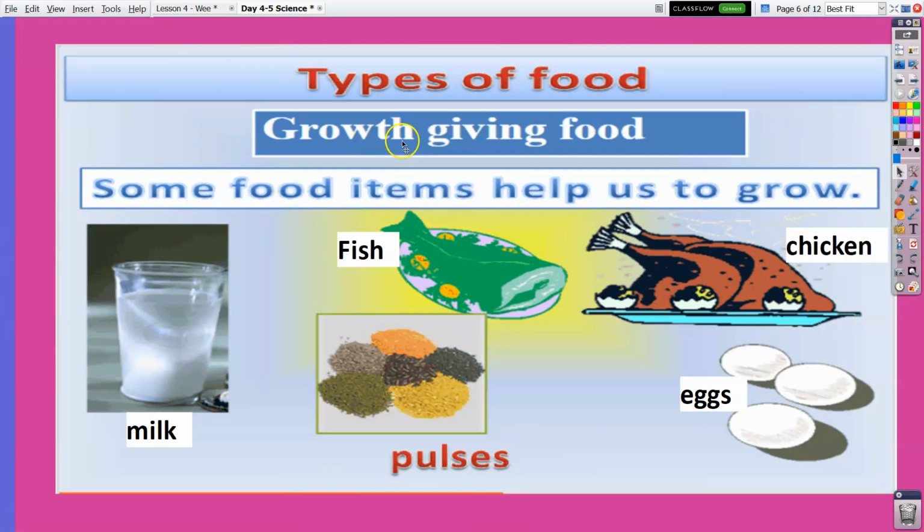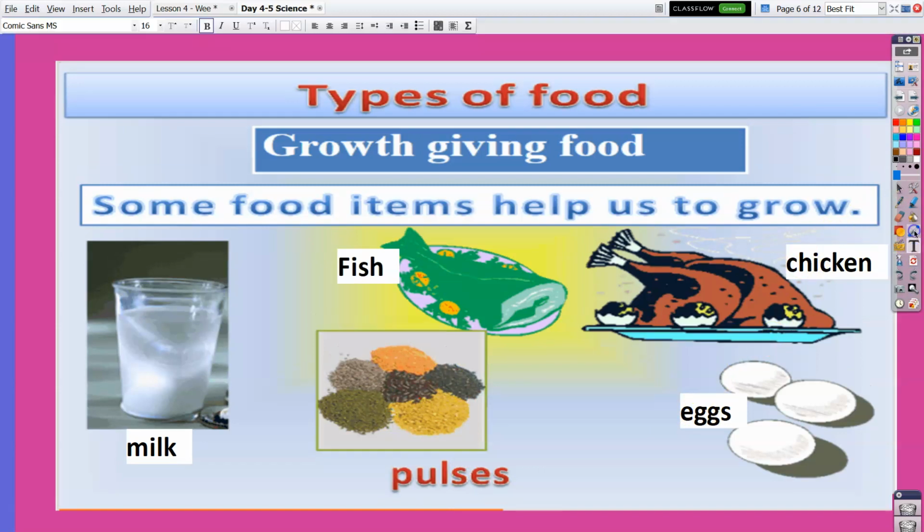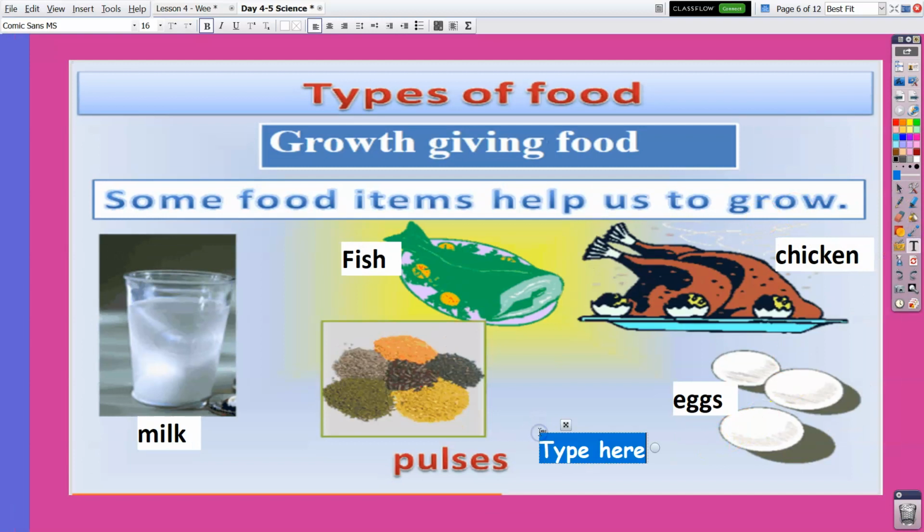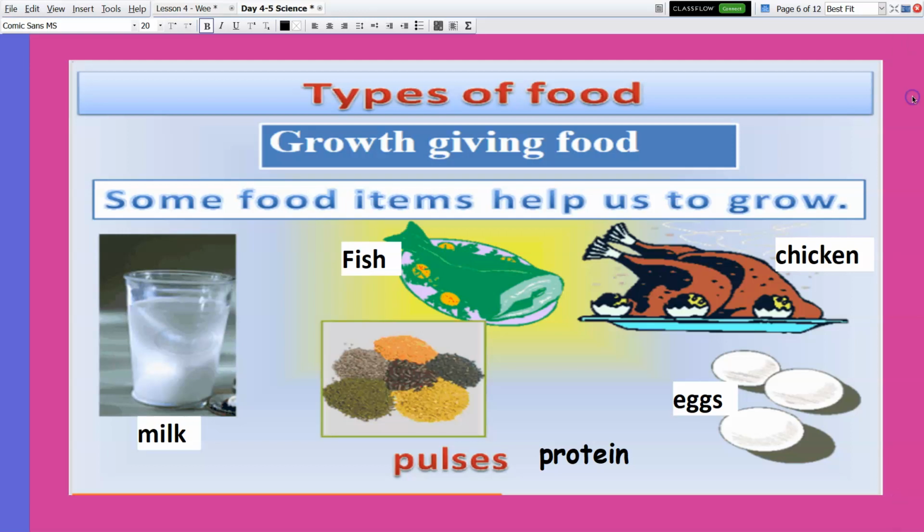First, we have growth-giving food. Growth-giving food examples are milk, fish, pulses or beans, eggs, and chicken. These foods mainly come from a protein source. Protein. Can you also give examples of different protein-rich food or growth-giving food? Share it with your class.